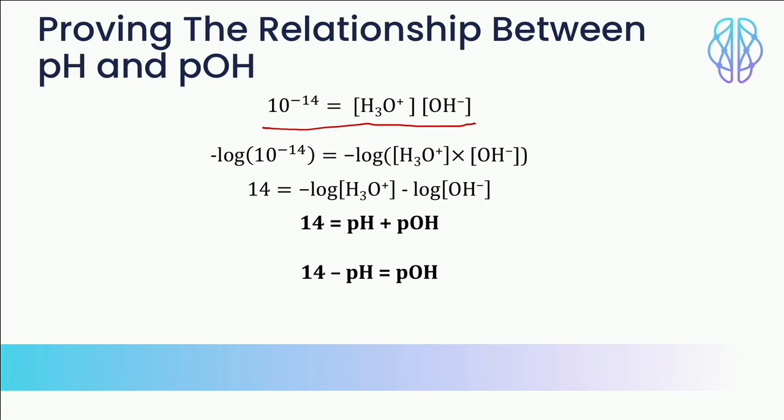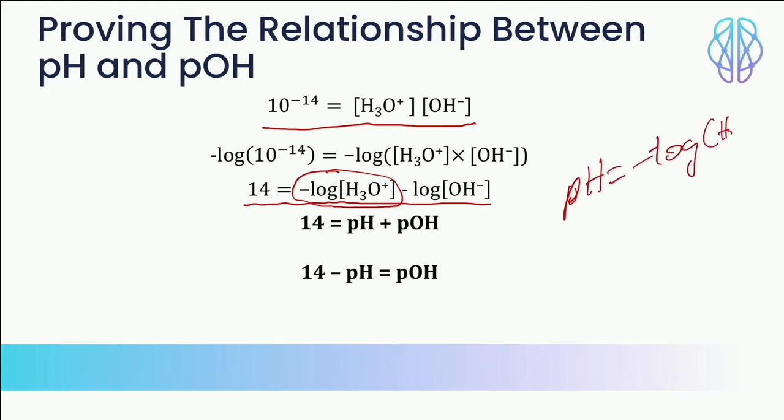So this explanation requires you to have some form of understanding of logs. If we take the negative log of both sides, we get negative log 10 to the power of minus 14 equals negative log the concentration of H+ times OH-. Now if we go over our log rules, that gives you this here. So 14 equals negative log H3O+ minus log OH-. You might recognize this here as nothing but the pH equation, which is pH equals negative log H3O+.